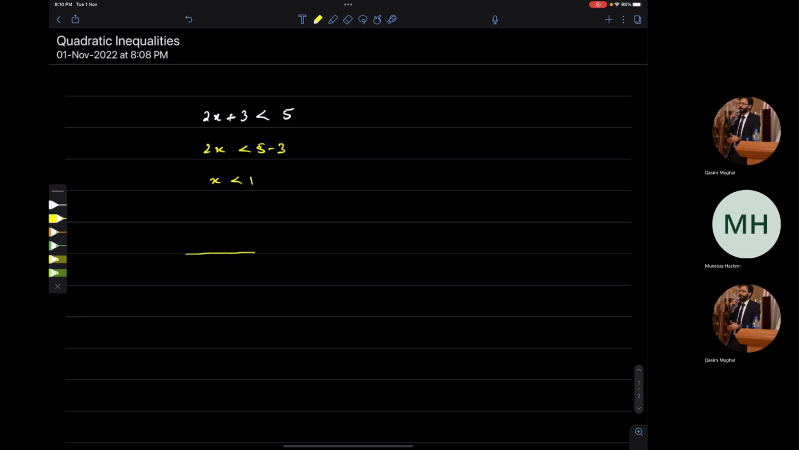All right, if I try representing this on a number line, to say 0 is here, 1, and then minus 1. So it is going to be a hollow circle, and then all the numbers less than that.